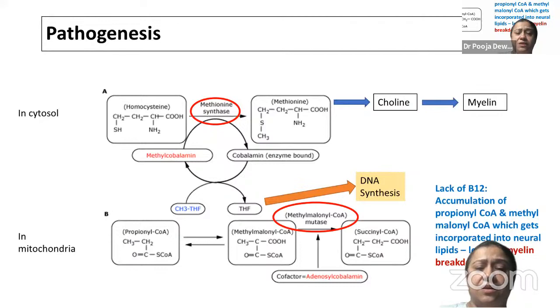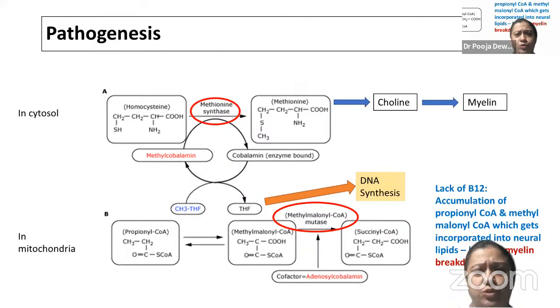We know that cobalamin, which is your vitamin B12, once it is there in the body, needs to be activated into two forms. It's either a methylcobalamin or an adenosyl cobalamin. Now, both these vitamins, which are the activated forms, play a role in the DNA maturation as well as the cytoplasm maturation.